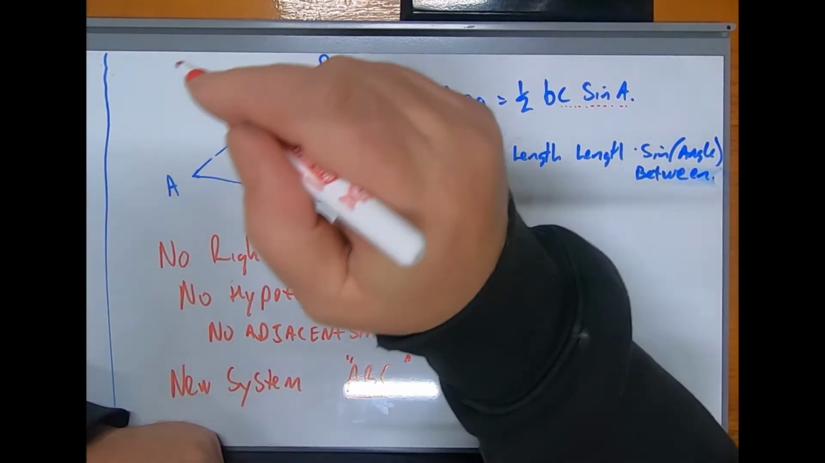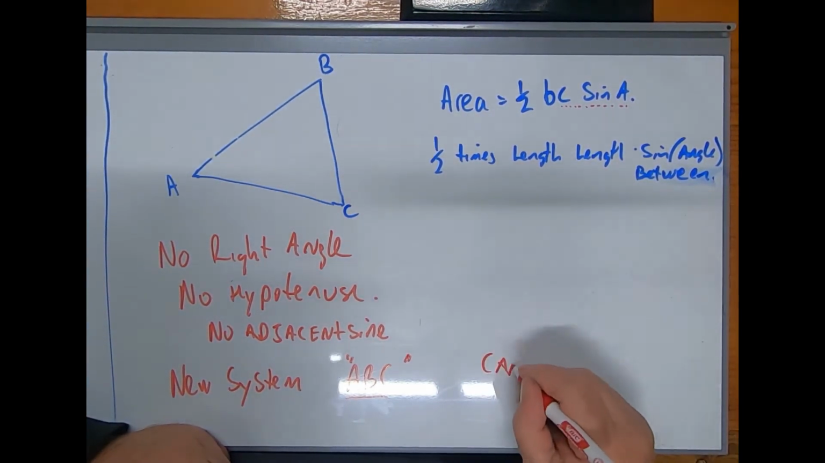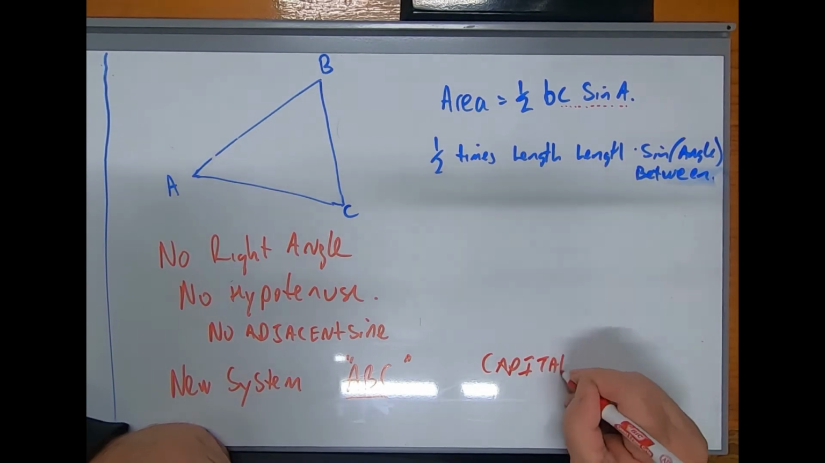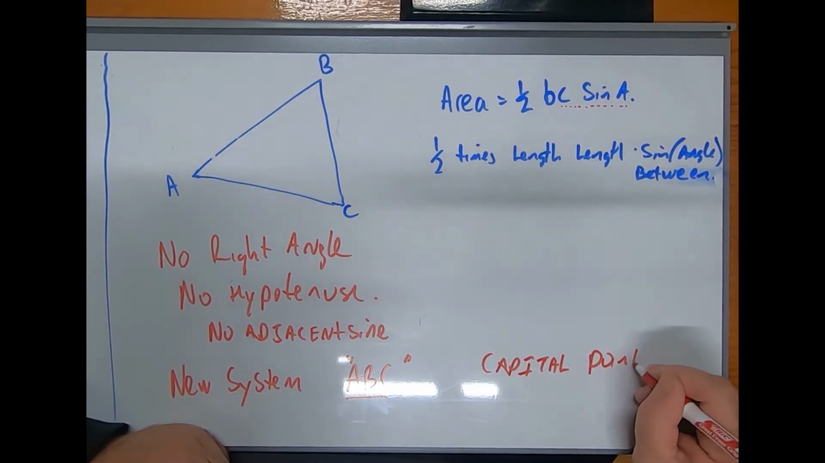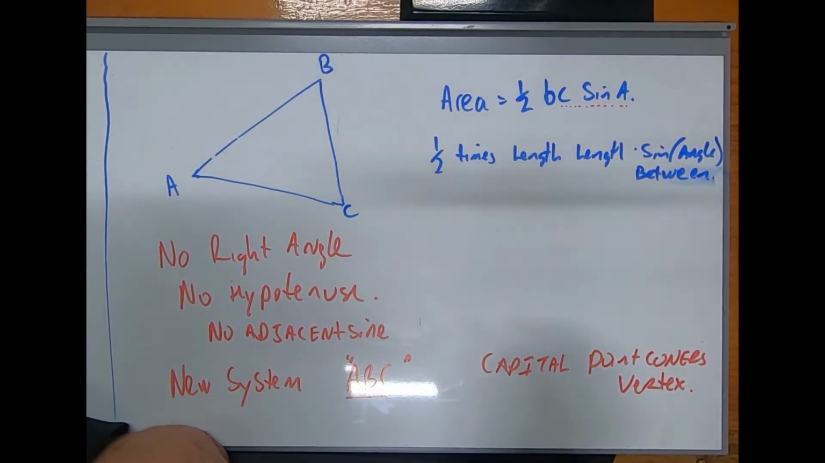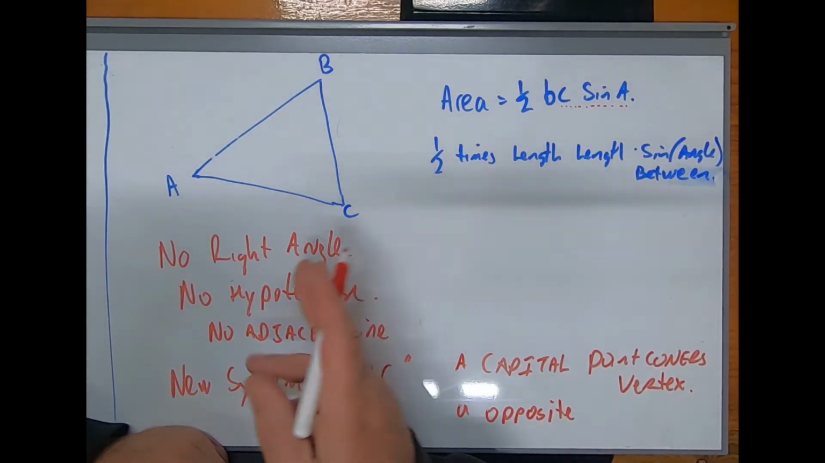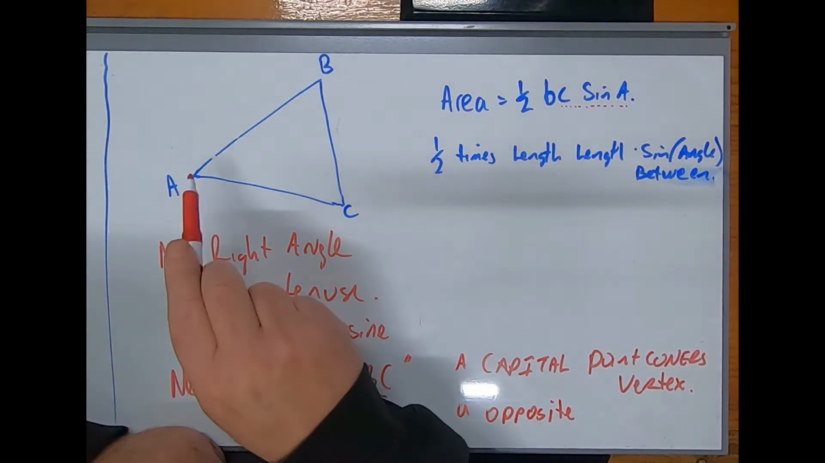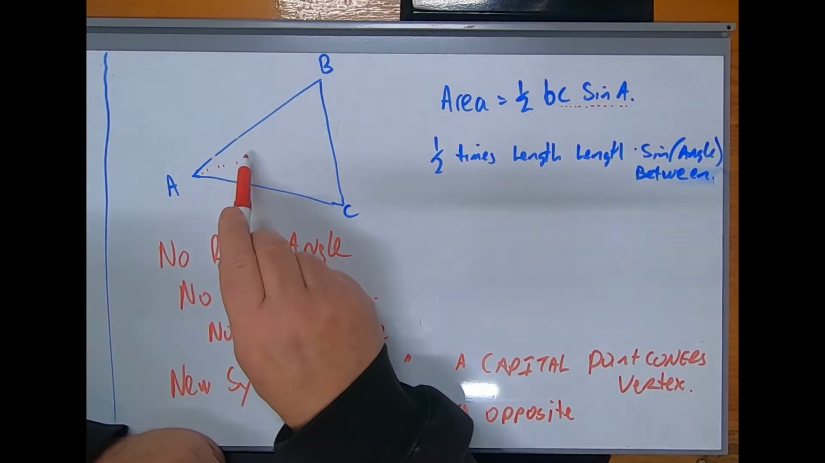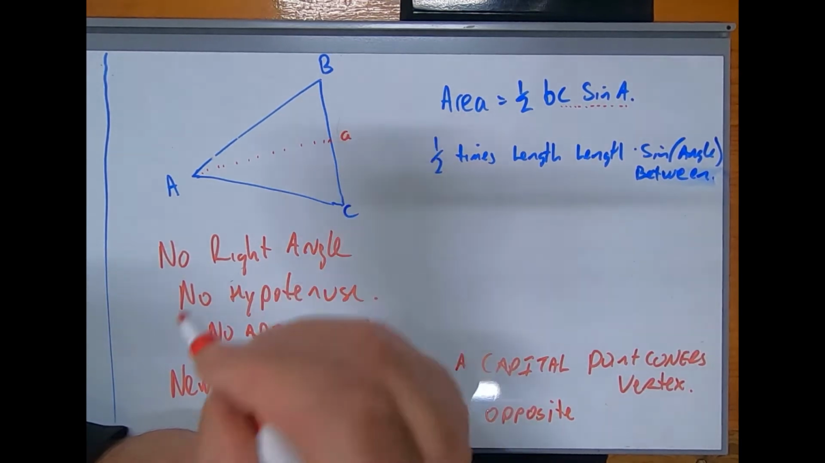Okay, so we need to remember the following. We use capitals for points, corners, vertices. And we use little letters, such as little a, as the opposite side. But you say, "Hey, there's no hypotenuse," and that's right. What's opposite this angle? Oh, and we have a side over here. So this is little a.